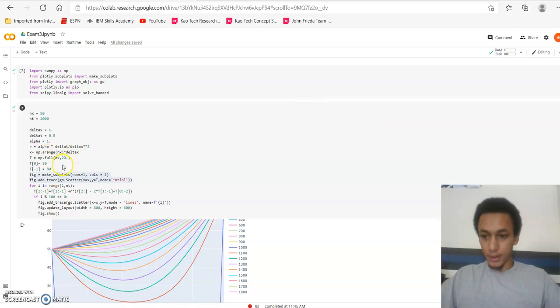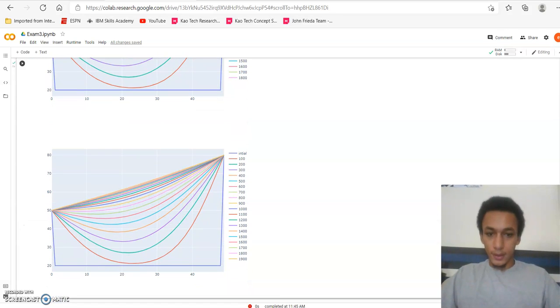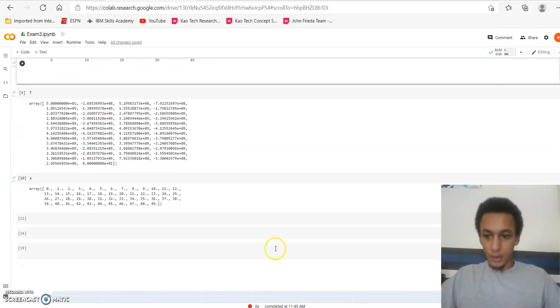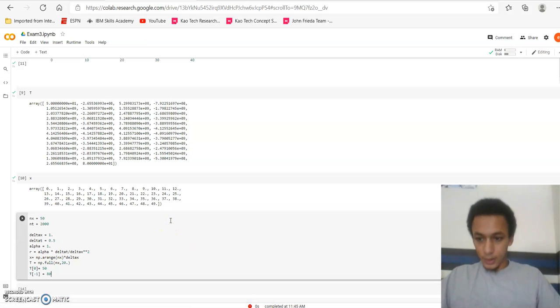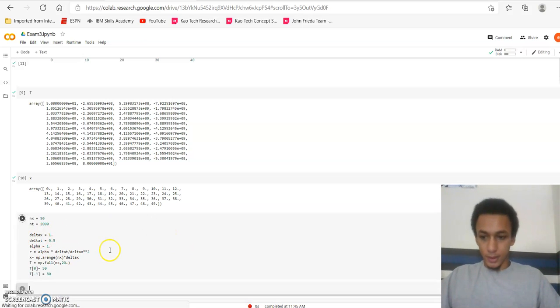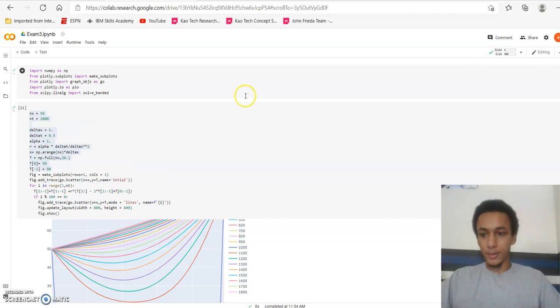So we can take all these values here, Control C, and move them down into a new area. So we'll take those, and we're going to apply a matrix now to this. So we're going to need solve_banded, which I have already imported. So from SciPy, import solve_banded.